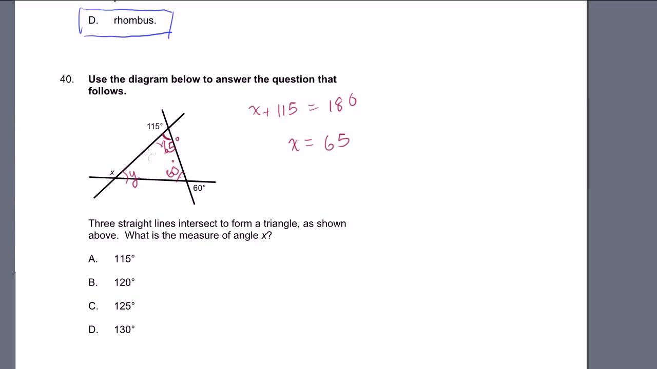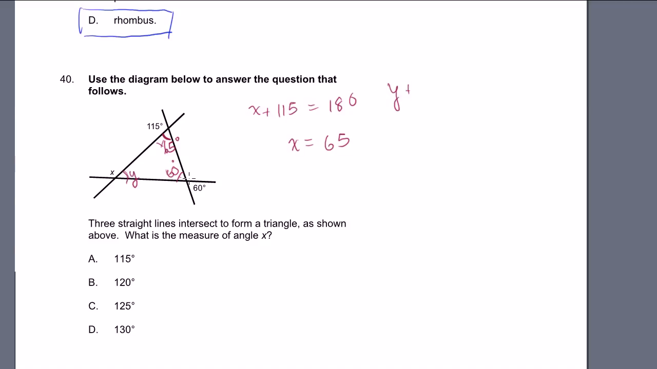And I don't want you to confuse this x with that x. I probably should have called that some other letter. But I'm just saying 65 plus 115 is going to be equal to 180. That's how I got the 65. They're supplementary. And now let's figure out what this angle y over here is.